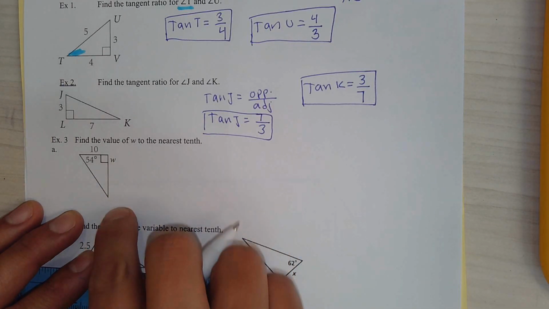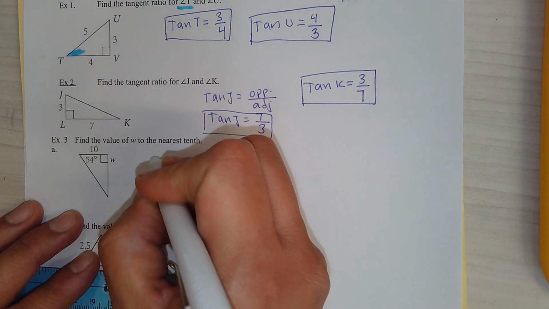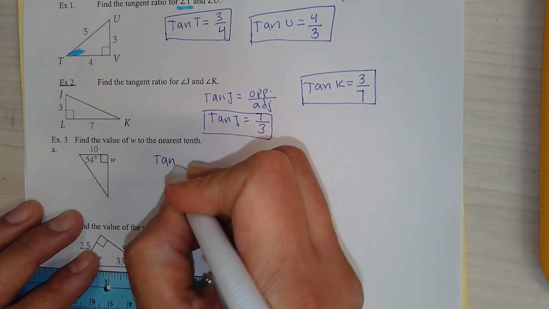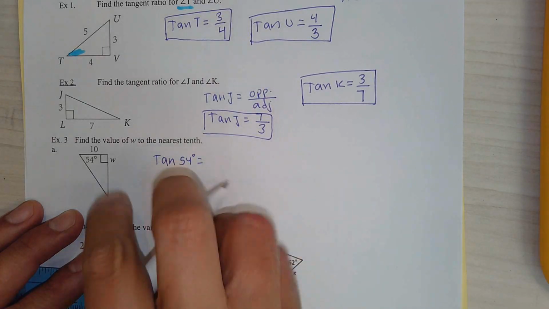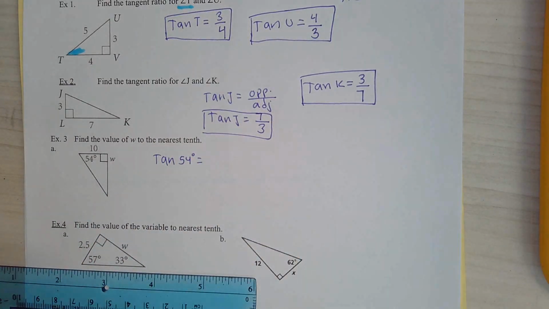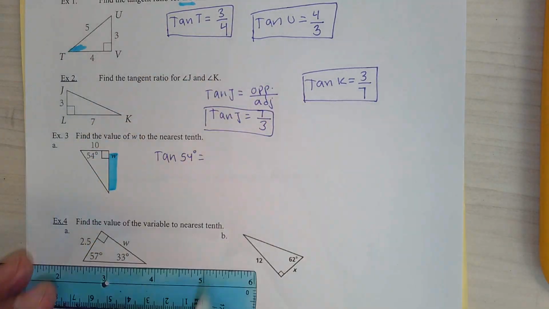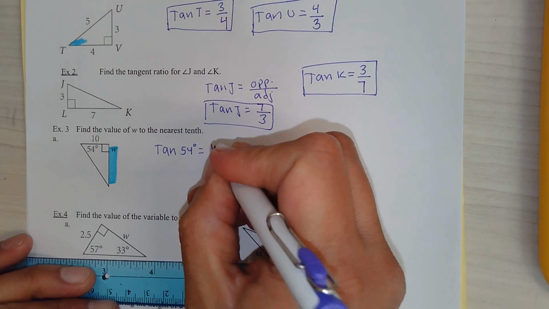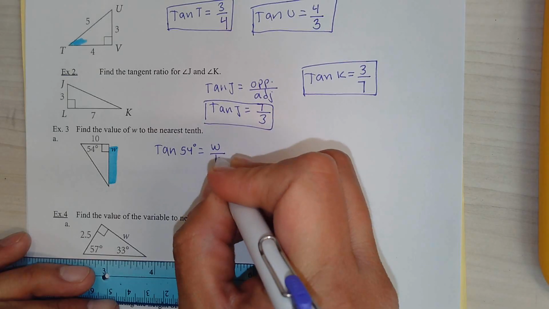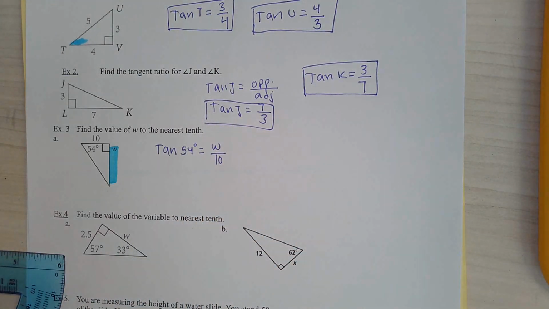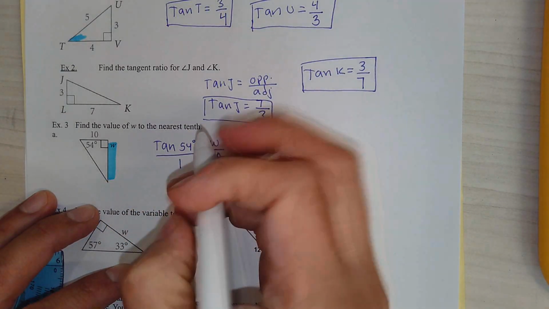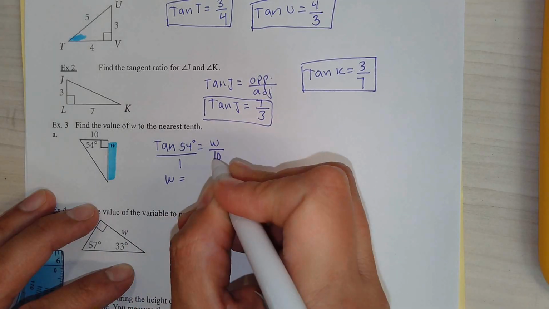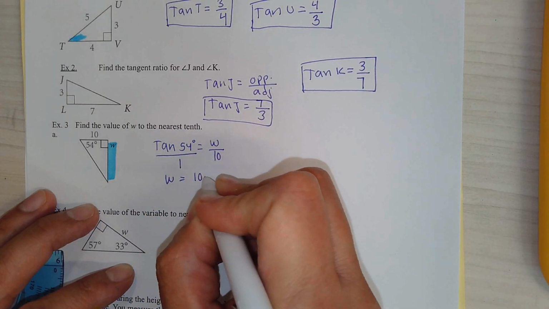So W is the length over here. So we're going to do tangent of the angle, which is 54, equals opposite, which will be given by W. So opposite will be W over adjacent, which will be 10. And here we're going to solve for W, so we can do cross multiplication. W times 1 is W. 10 times that quantity, I'm just going to rewrite it.